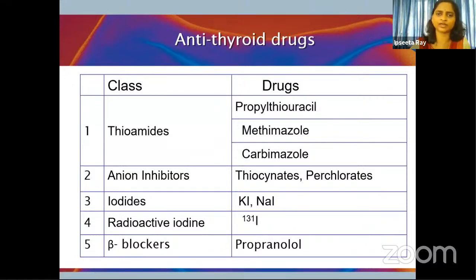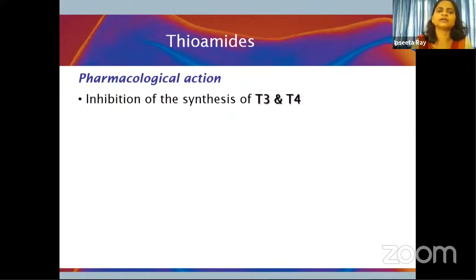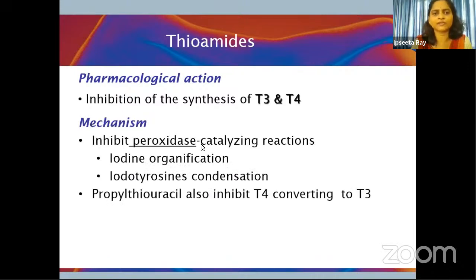So I'll talk about the main class under the antithyroid drugs, that is thioamides. What is the pharmacological action? Basically, they are inhibitors of synthesis of T3 and T4. How do they act?